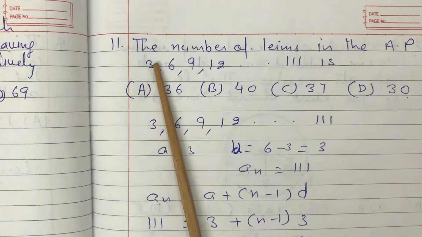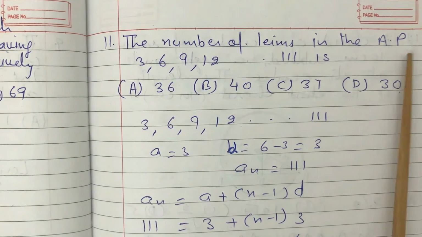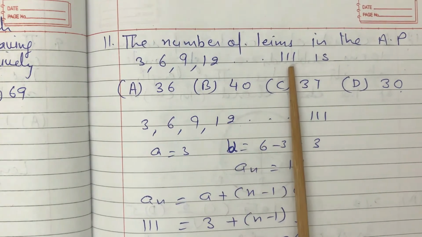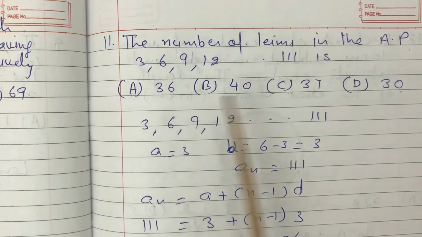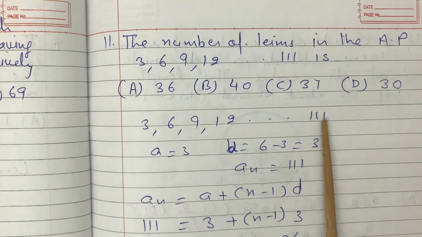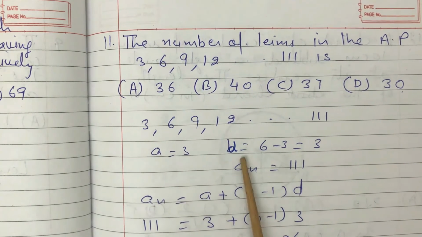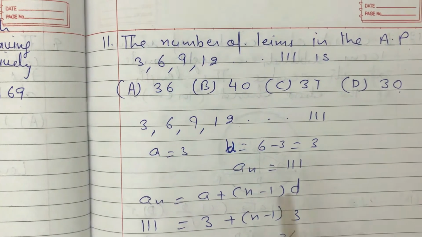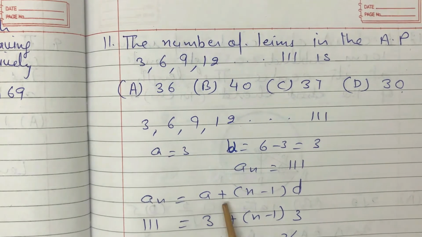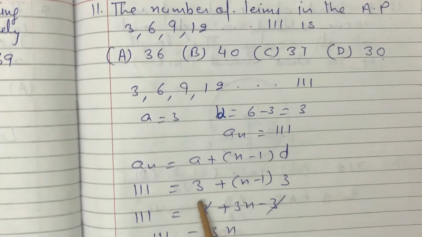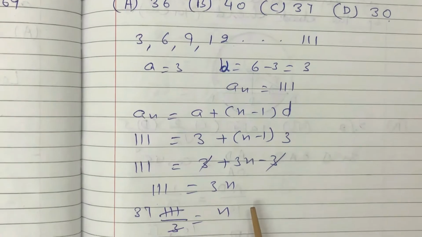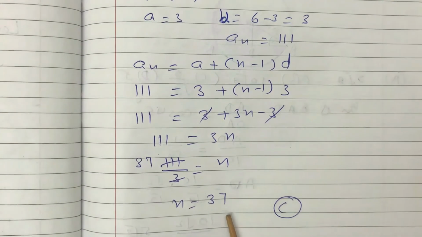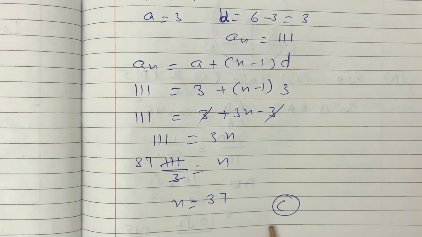Now the 11th question. The number of terms in the AP 3, 6, 9, 12 up to 111 is. There are four options. Now this is an AP. Here a is 3, d is 6 minus 3, that is 3, a_n is 111. Write the formula for a_n, that is a plus (n minus 1)d. Substitute the values and you will be able to find the value of n. That will come out to be 37. So C is the option.